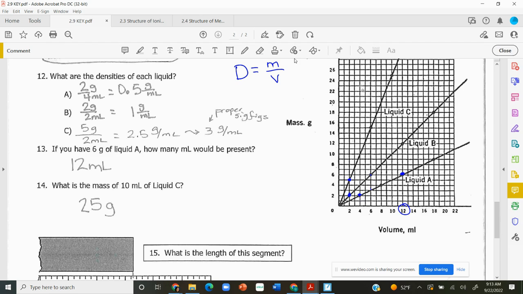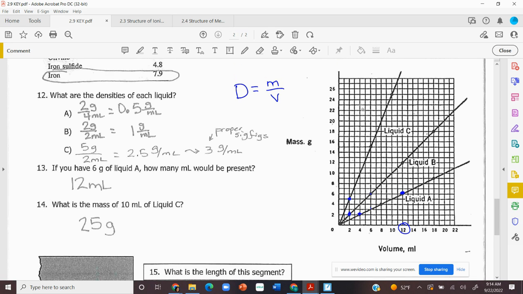And then liquid C, the volume is 10 milliliters. So let's see here, that might go up above the graph. So 10, oh, no, it doesn't. So right there on the graph, and then I go over here, and that's where it would be, so that's 25. If it went off, I would need to use this formula and be able to figure that out. So there's a couple of different ways you can do it.